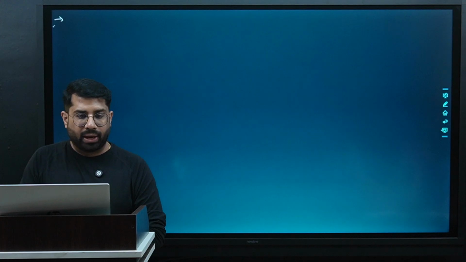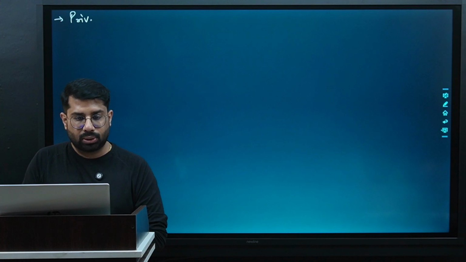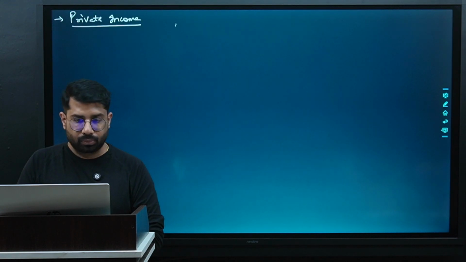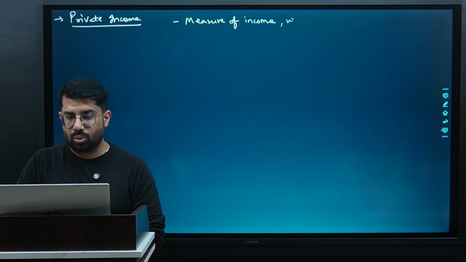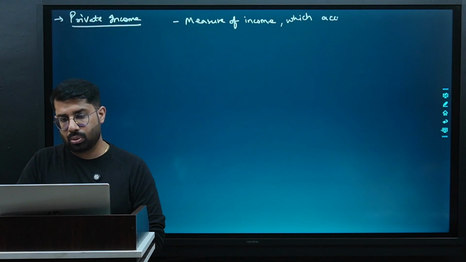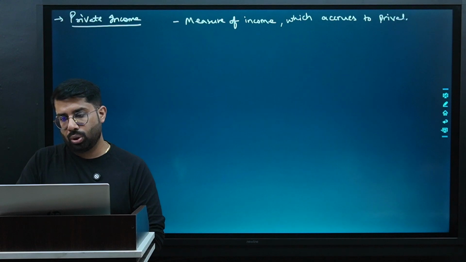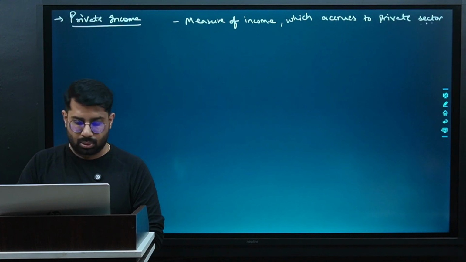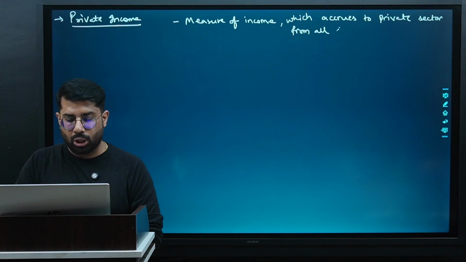Let us talk about the third and the final part of the last concept. It is actually private income. But what is private income? It is the measure of income which accrues to private sector from all sources.